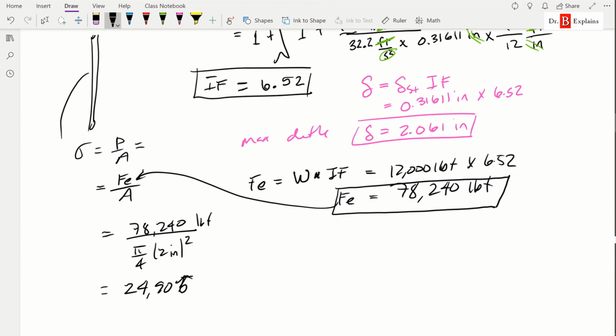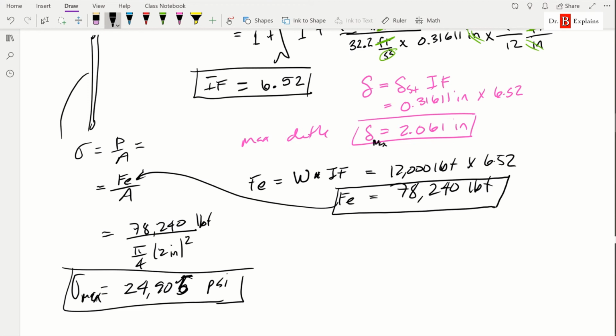24,905. And the units are pounds per square inch. So PSI, this is the stress maximum. And over here was the maximum deflection. There we go.